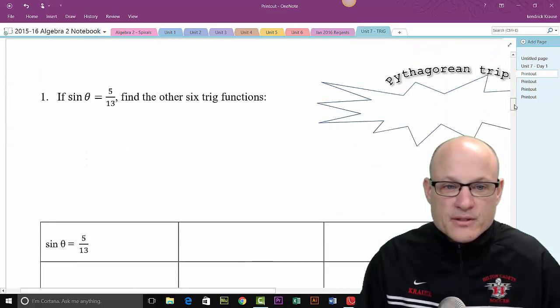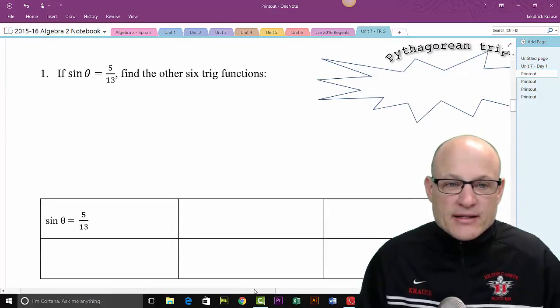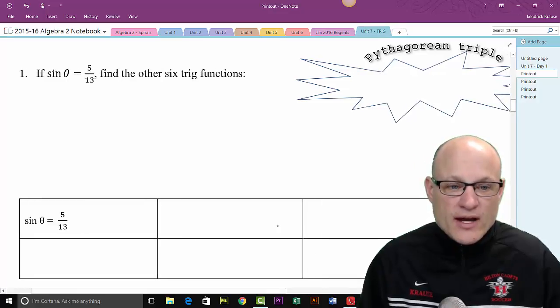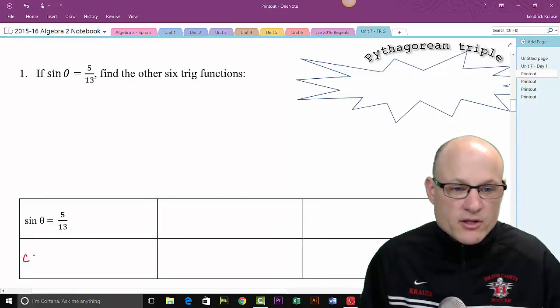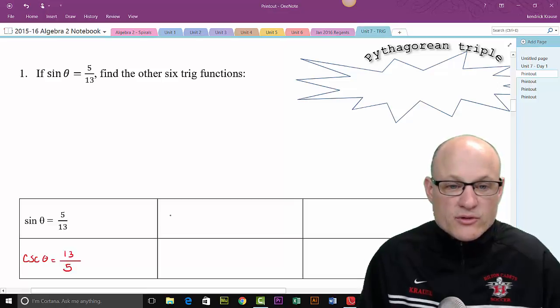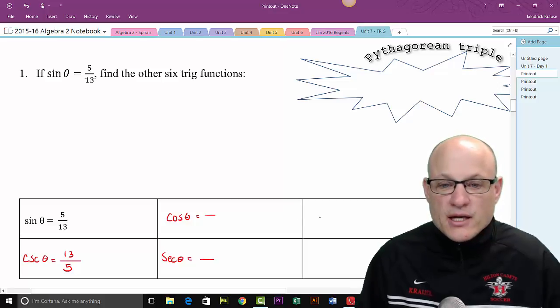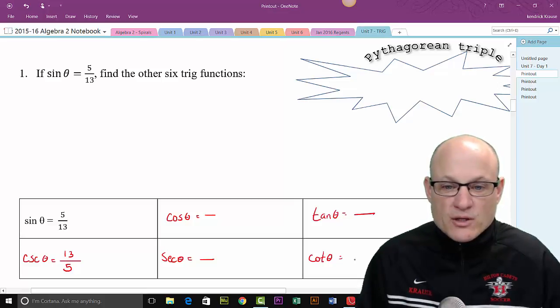I said, okay, you've got sine theta equals 5 over 13. So if you wanted to, you could come over here and say, okay, cosecant theta is equal to then the reciprocal of that, which is 13 over 5. And I'd say, okay, what's cosine theta equal to then? And what's secant theta equal to? And what's tangent theta equal to? And what's cotangent theta equal to? I don't know. But we're going to find out.